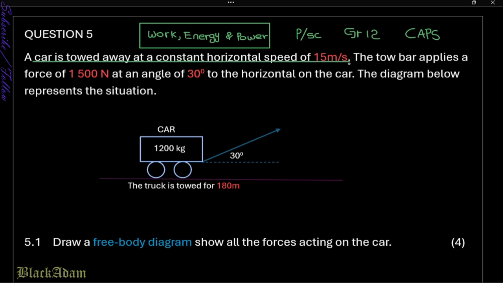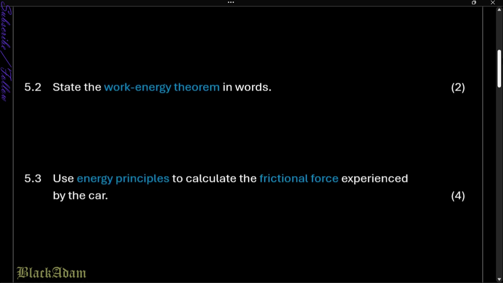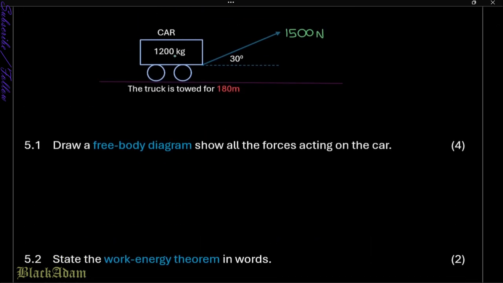Looking at the question, we have a car that is towed away at a constant speed of 50 meters per second, and the force applied is 1500 newtons. The angle applied is 30 degrees to the horizontal, and the car is towed for 180 meters. From the given information, we're required to draw a free body diagram.